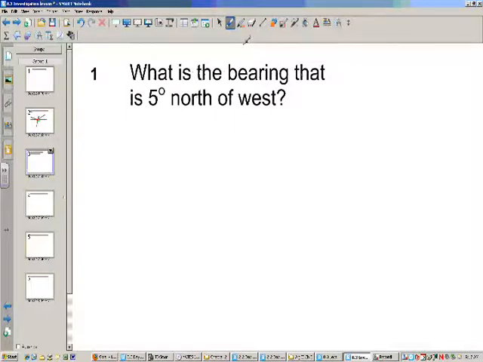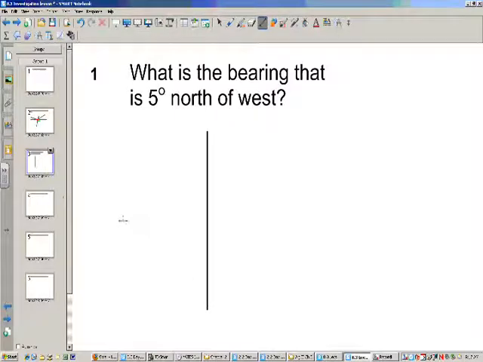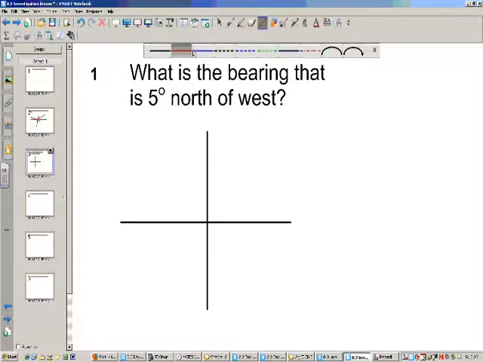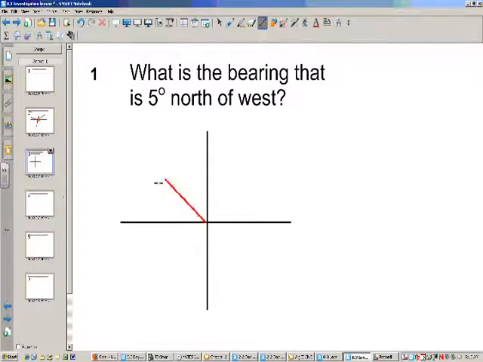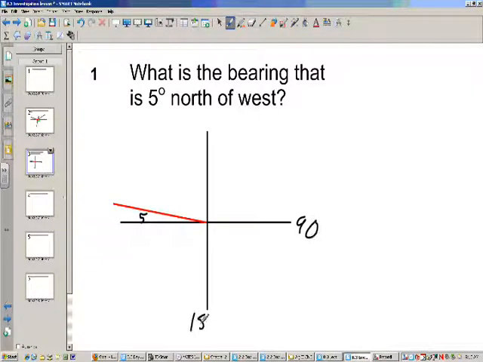So if I want to find what bearing is 5 degrees north of west, I draw my nice graph. West is over here, 5 degrees north will look something like this. So this is 90, 180, 270, so 275 degrees is going to be the bearing that's 5 degrees north of west.